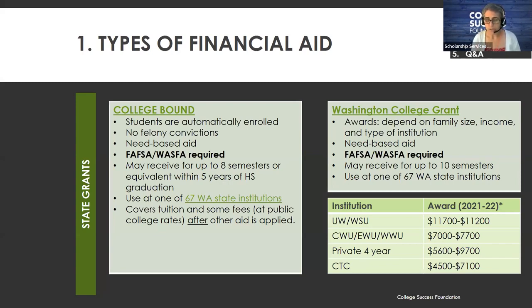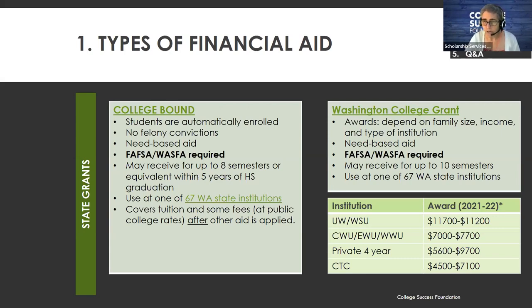The Washington College Grant, one thing that I wanted to mention about College Bound. In the past, students had to register, but with the pandemic, the enrollment has been done automatically. So the Washington State Achievement Council, in combination with OSPI, will actually enroll all eligible students into the program.